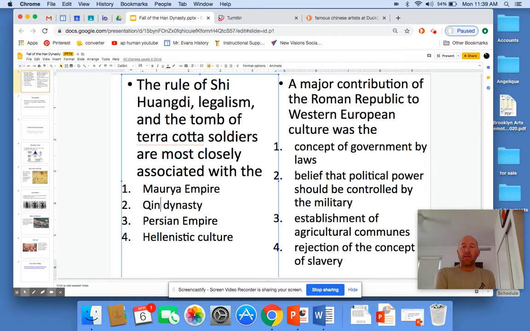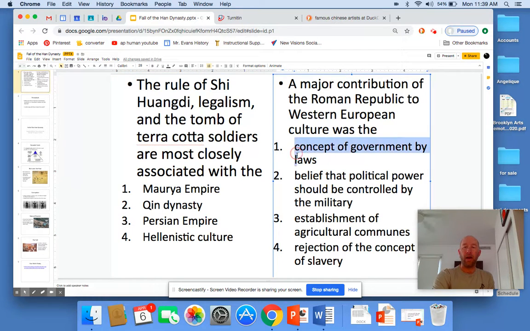Second question, a major contribution of the Roman Republic to Western European culture was, and this is like totally hard for us because we did not go deep into Rome. But what we have from Rome, the legacy of Rome, is this idea that government should be ruled by laws. All right. The Roman Republic, basically, when the United States created our country, we based it on what Rome did and what John Locke said. And both of those say that we should be governed by laws, not by individuals.